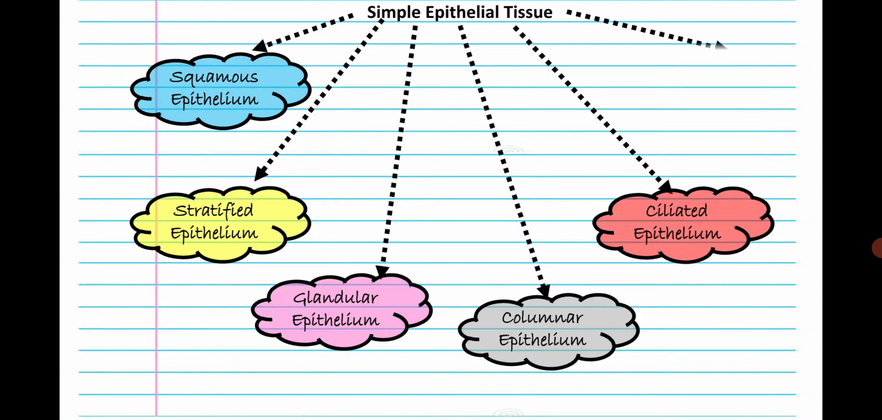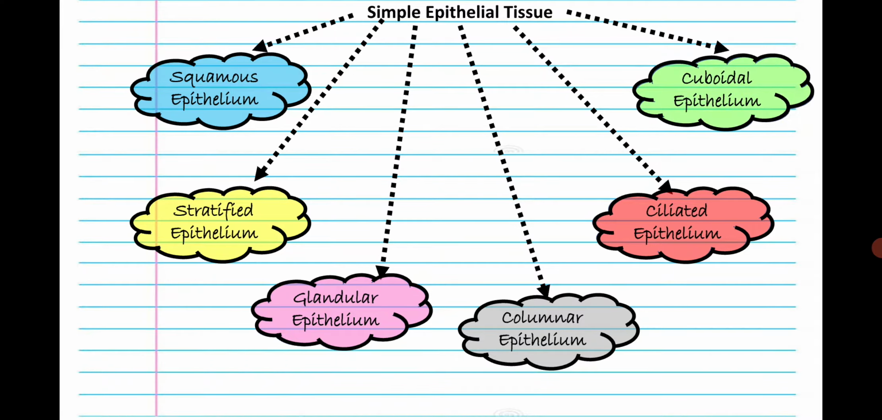Squamous epithelium tissue, stratified squamous epithelium tissue, glandular epithelium tissue, columnar epithelium tissue, ciliated columnar epithelium tissue and cuboidal epithelium tissue. So we are going to learn about these 4 tissues in our today's lecture. So let's start with our first simple tissue, which is squamous epithelium tissue.